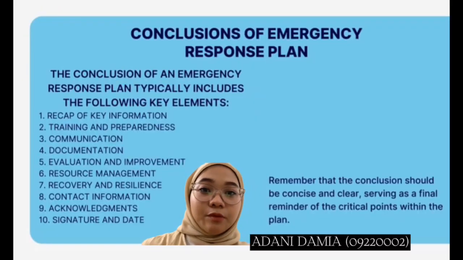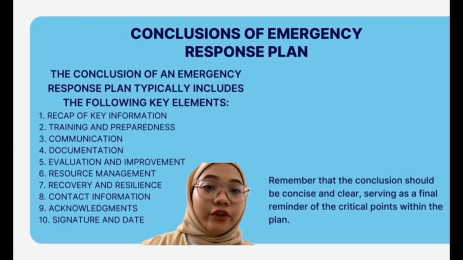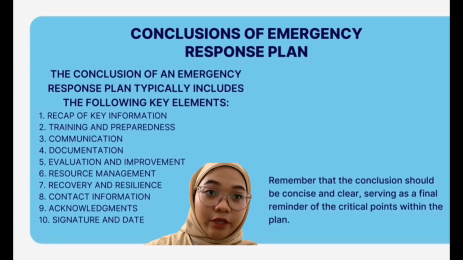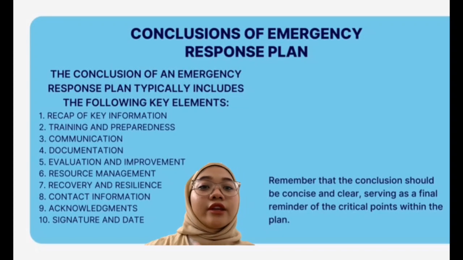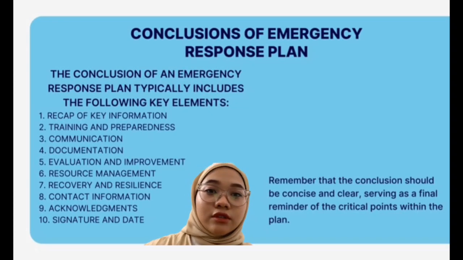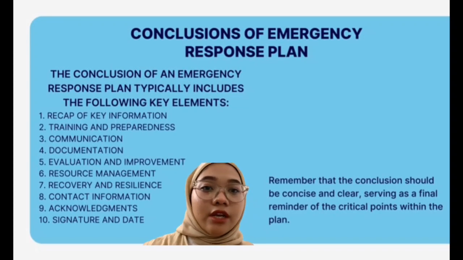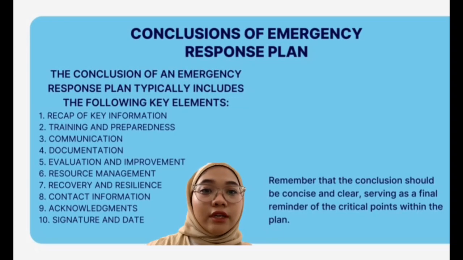An emergency response plan typically includes the following key elements. First, we have the recap of key information, which summarizes the main components of the emergency response plan, such as contact information, roles and responsibilities, evacuation procedures and resource allocation. Second is training and preparedness. Highlight the importance of ongoing training and preparedness for all personnel involved in the plan. Emphasize the need for regular drills and exercises.